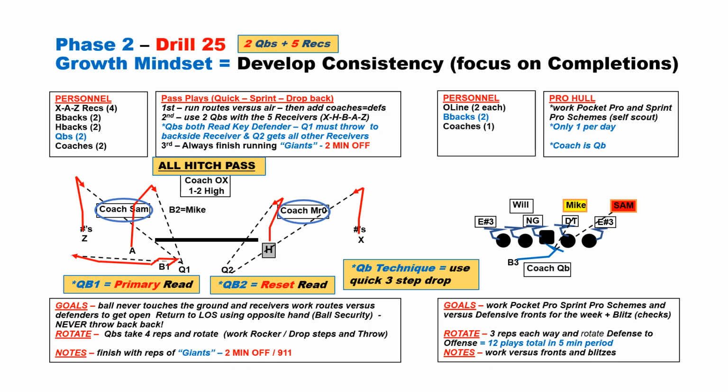QB2 then is going to still look strong initially to the A, but then take his eyes right to that weak side, Mr. Zero, looking inside out, H to the X, again being decisive and throwing on rhythm. We want to focus on getting completions in this phase 2 now.